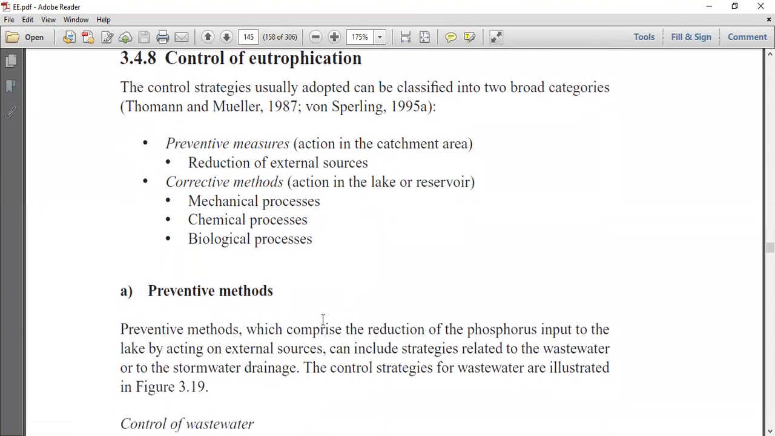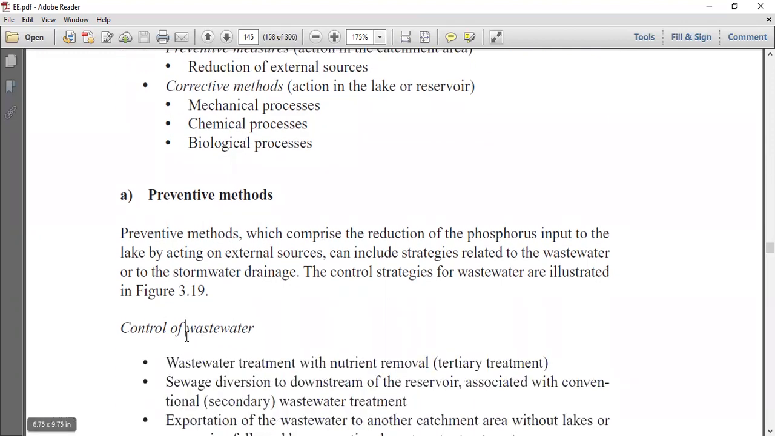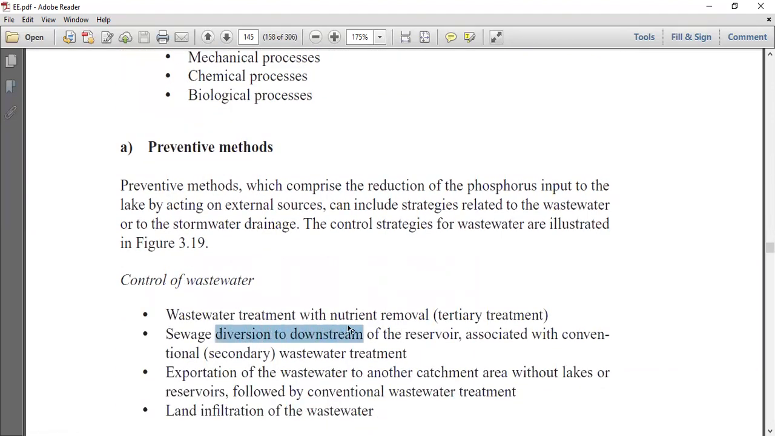So first is the preventive method. The preventive method comprises the reduction of the phosphorus input to the lake from external sources, and includes specific strategies related to wastewater or stormwater drainage. So the first is control of wastewater: wastewater treatment with nutrient removal, and sewage diversion to the downstream of the reservoir associated with conventional wastewater treatment.